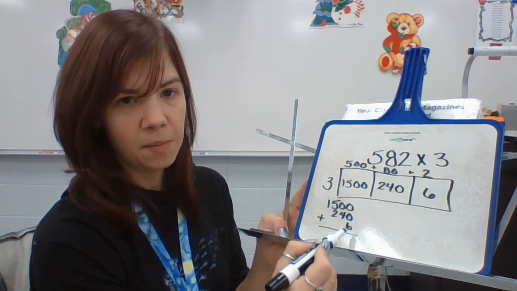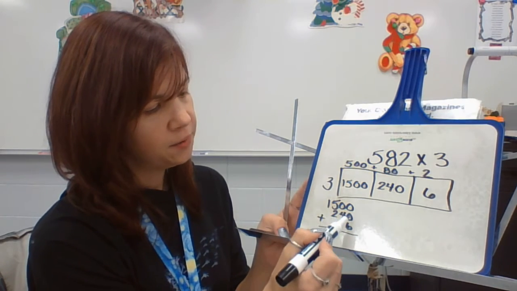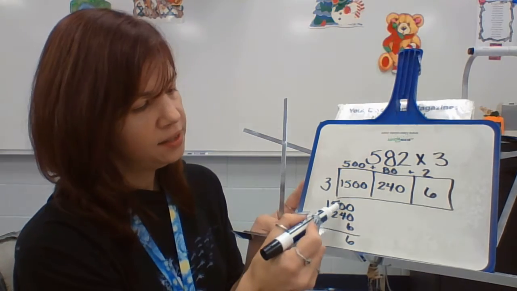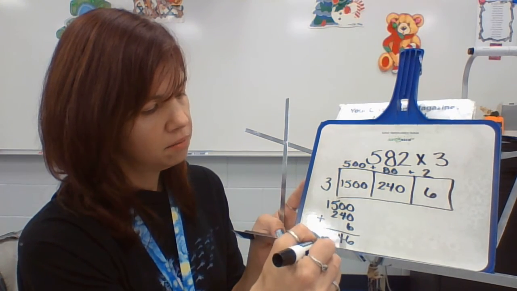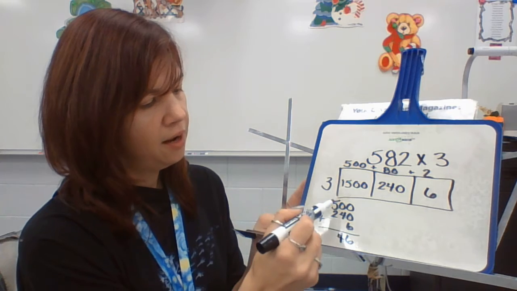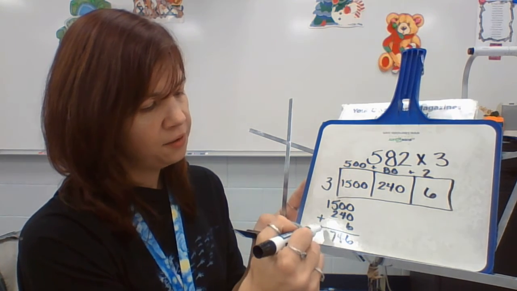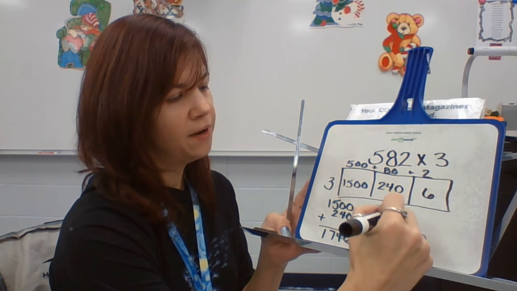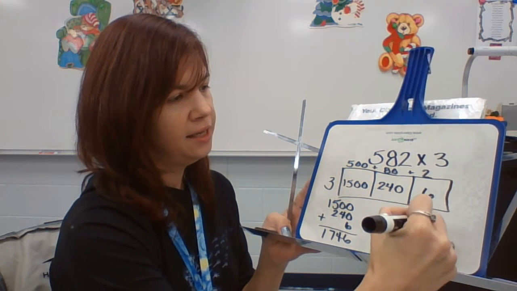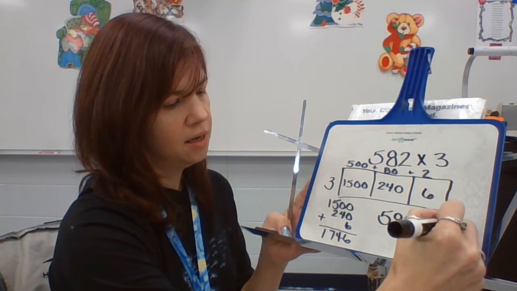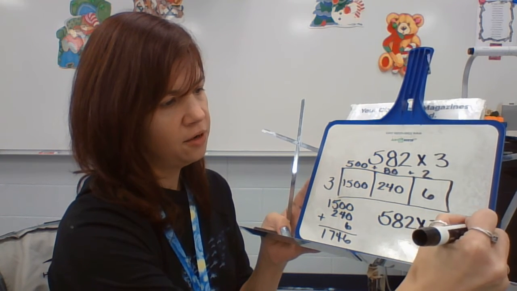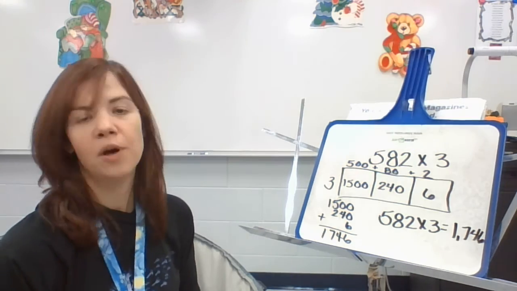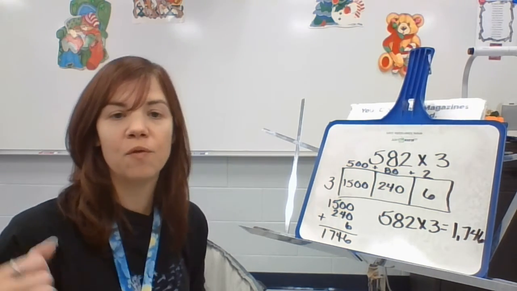Again, everything's lined up in the ones column. 0, 0, and 6 give me 6. 0 and 4, let's stay at just 4. 5 and 2 give me a 7. And there's nothing to add to the 1, so I again bring it straight down. So the answer to 582 times 3 is 1,746. All right, you're going to try 174 times 9, which is number 4.